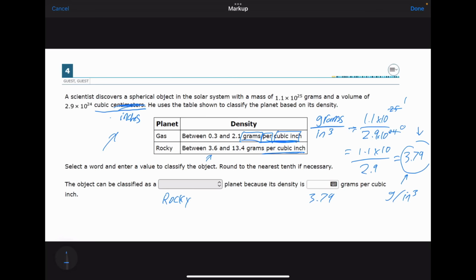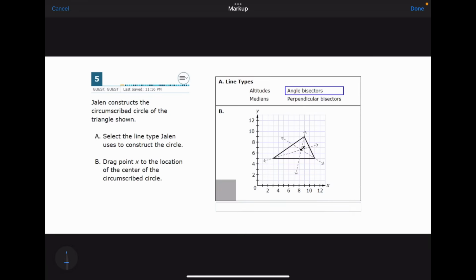So this is question number 4, a little bit easier than question number 3. Again, assuming you can make that assumption about cubic inches. So let's move on to question number 4. Pardon me, question number 5. Okay, question number 5. This one is a little bit more straightforward.